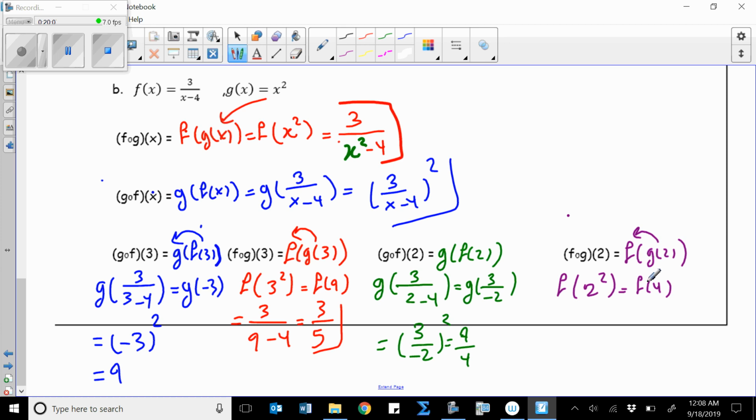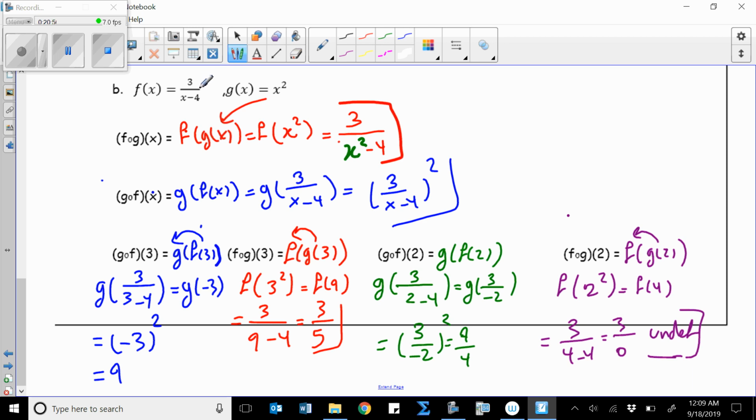Now we need to find f of 4. Let's go back to f of x. It's 3 over x minus 4. So this will be 3 over 4 minus 4, which is 0. 3 over 0. And we know that anything divided by 0 is actually undefined. The reason that we got undefined here was that the input that we gave to f, which was basically the output of g of 2, was not defined for f.